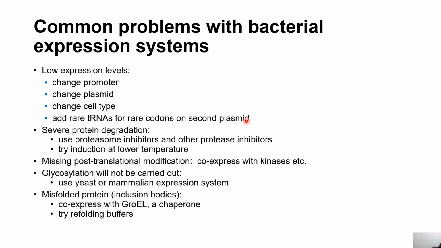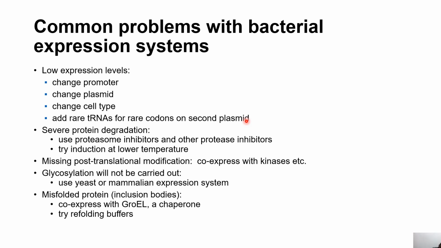Okay, but what are the common problems with bacterial expression systems? There's low expression levels; the promoter can be changed, the plasmid can be changed, the cell type also can be changed, and rare tRNAs can also be supplied for rare codons on a second plasmid because of codon optimization. Or there can be severe protein degradation, where we can use proteasome inhibitors and other protease inhibitors to counter that, or try induction at lower temperature.